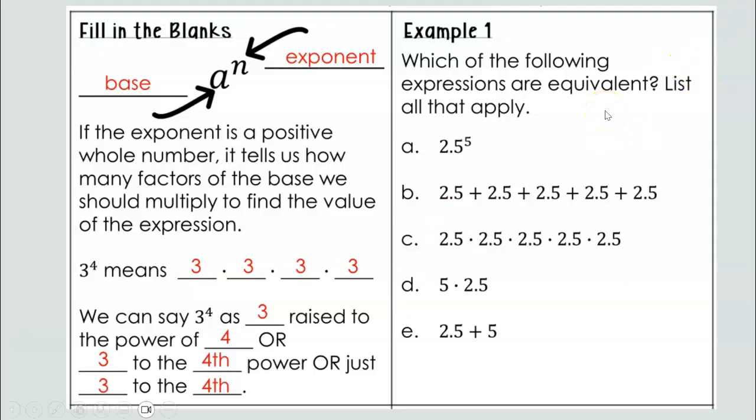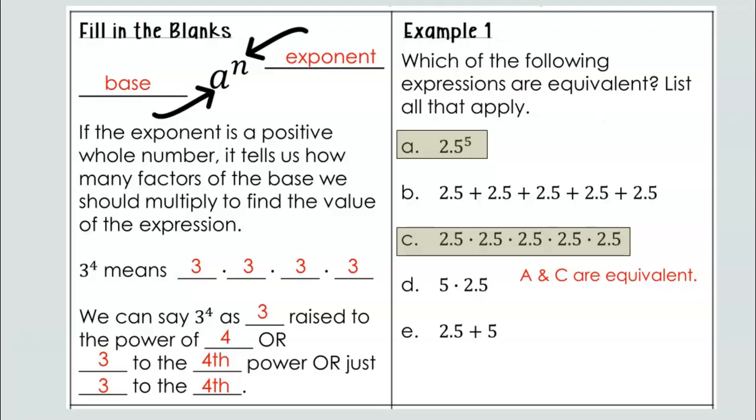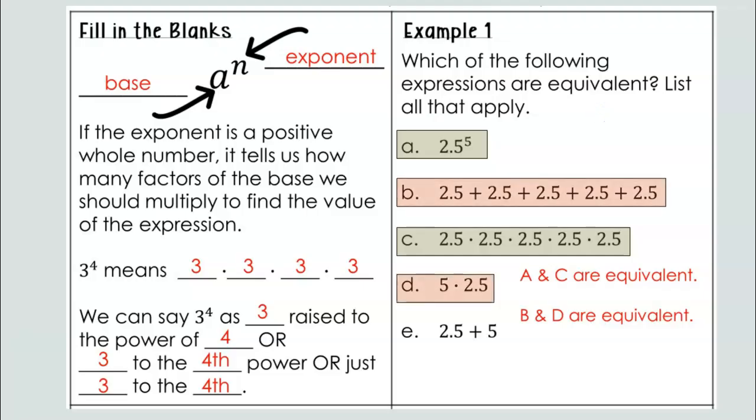Which of the following expressions are equivalent? List all that apply. Well, when we look through these expressions, A and C are equivalent because A says 2.5 to the 5th power and C is that in expanded form. B and D are equivalent because it says 5 times 2.5, and 2.5 added together 5 times is that sentence. Remember, these are not exponents, so you're just adding them together. It would be the same as 5 times 2.5, and E does not match any of the others.